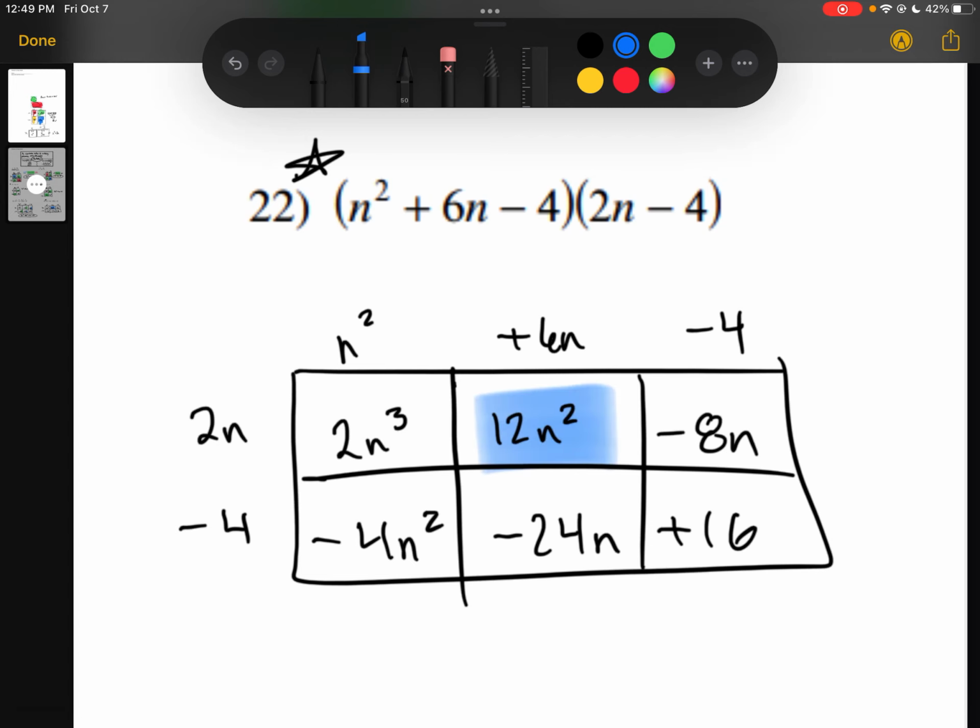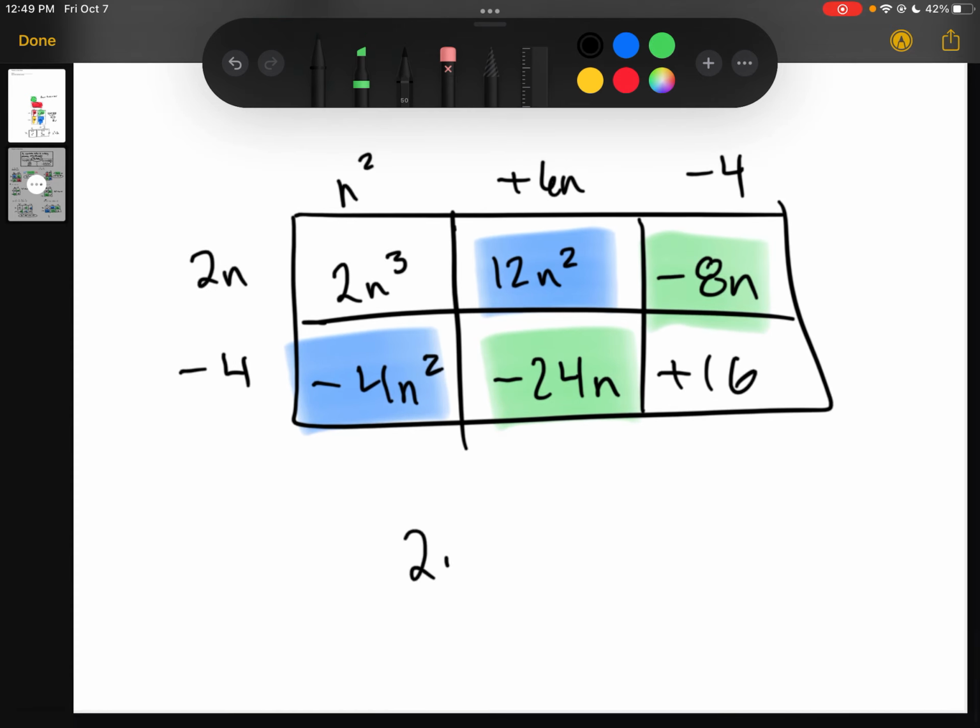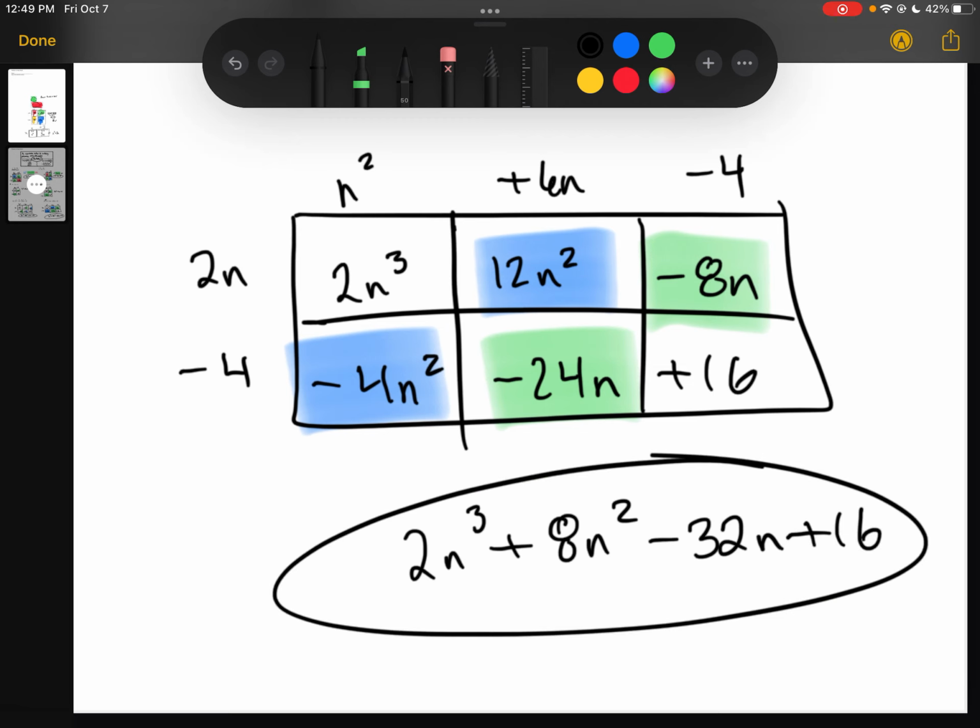And then again, just looking for those like terms. So n to the second power, just n to the first power. Copy down anything that's not a like term directly, and then like terms we add. So 12 minus 4 gets us 8. And then minus 8 minus 24 gets us negative 32. 16 comes straight down, and there is our final answer.